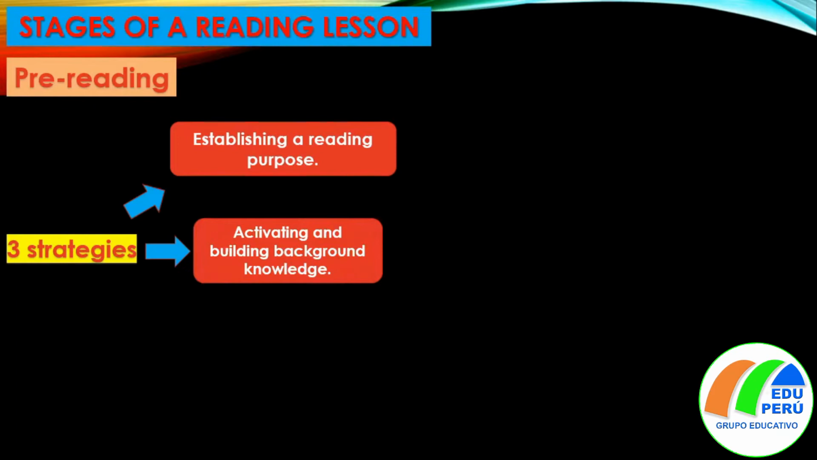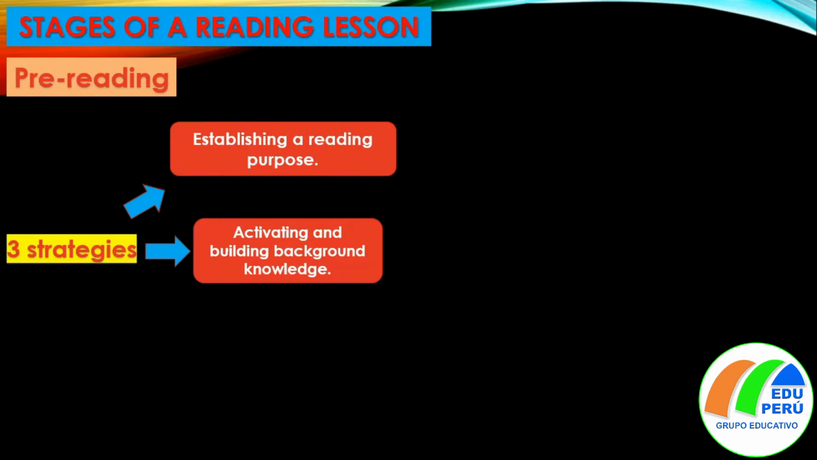You have to activate. Activate and build the background knowledge or prior knowledge. Or schemata. Remember this term, the schemata. So it means the background knowledge, the prior knowledge that the student has. We have different kinds of background knowledge, or schemata. And what about the third?